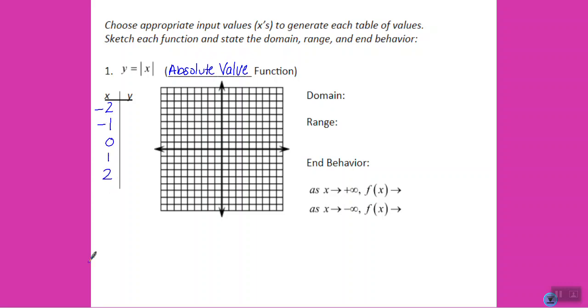Absolute value means the distance from 0. So how far is -2 from 0? It's 2 spaces. How far is -1 from 0? It's 1 space. 0 is 0 spaces from 0. 1 is 1 space from 0. 2 is 2 spaces from 0. So I'm going to plot these x, y values on my graph. -2, 2, -1, 1, 0, 0, 1, 1, and 2, 2. And you can start to see here that it makes a V shape.